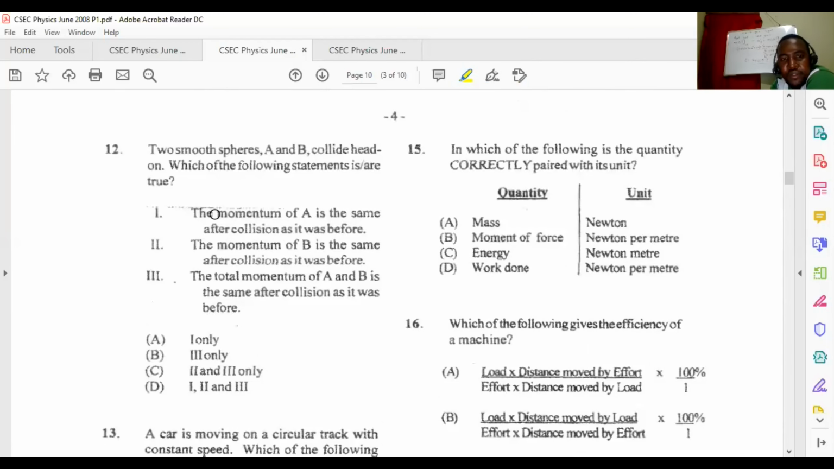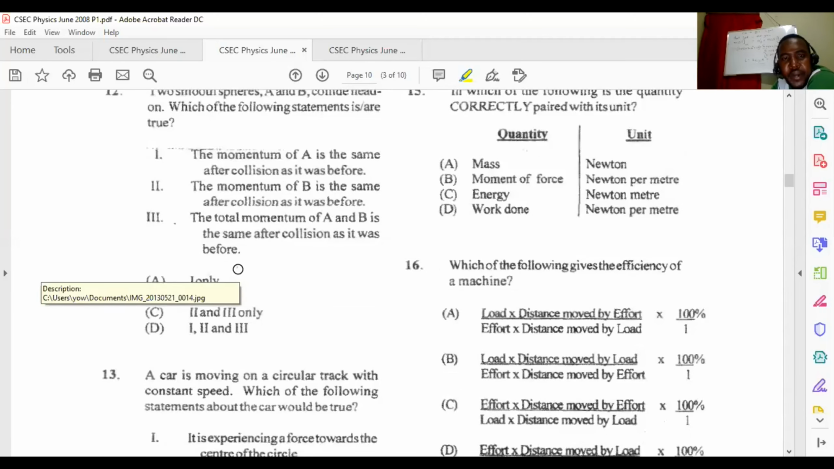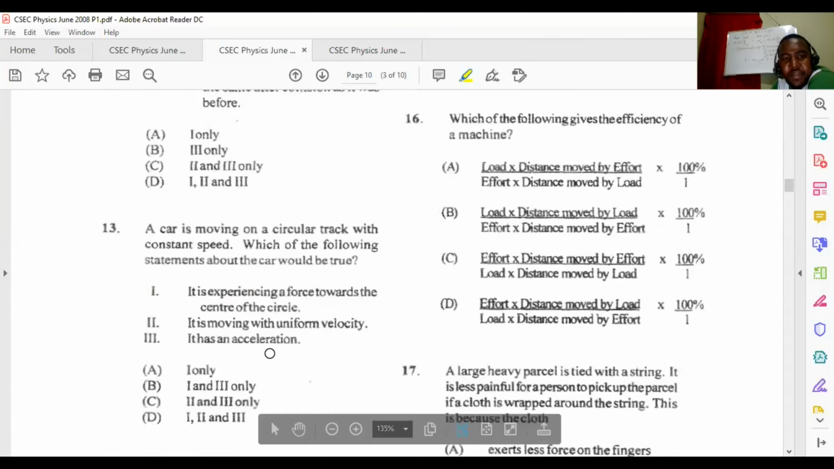All right, 12. Yes, we have done 12 before, so we can skip that.